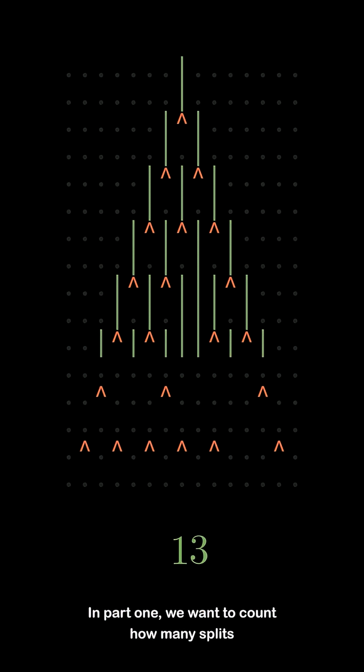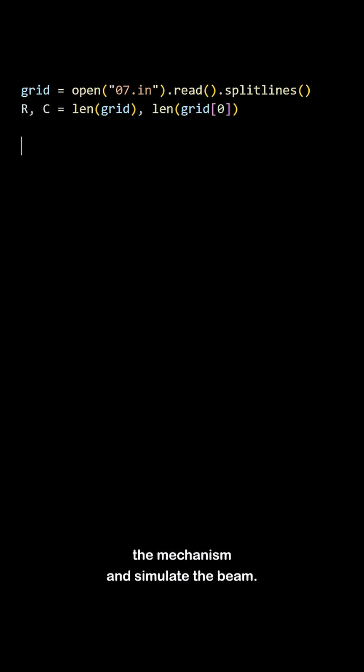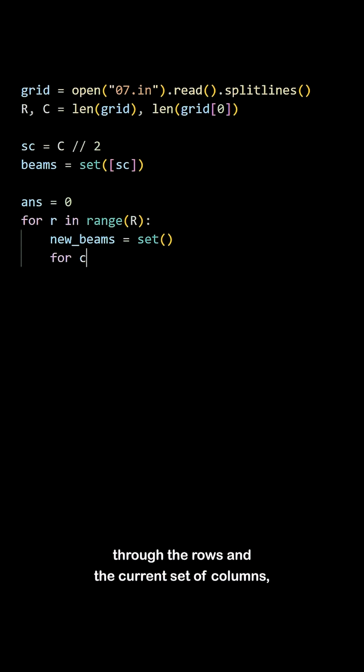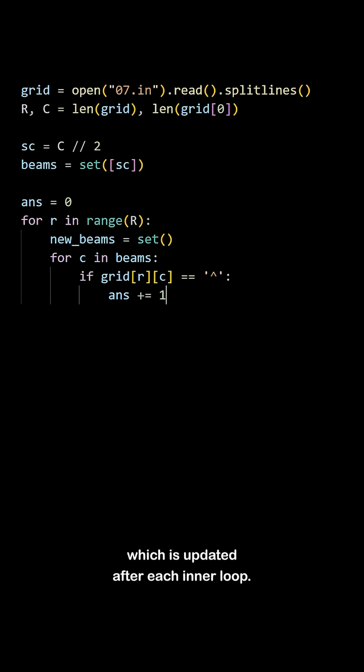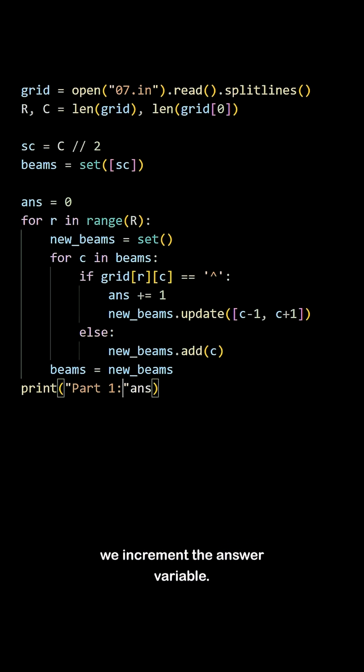In part 1, we want to count how many splits occur in total. We can simply implement the mechanism and simulate the beam. To do this, we maintain a set that contains the column indices in which there is a beam, initially just the starting column. Then we perform a nested for loop through the rows in the current set of columns, which is updated after each inner loop. When we observe a splitter, we increment the answer variable.